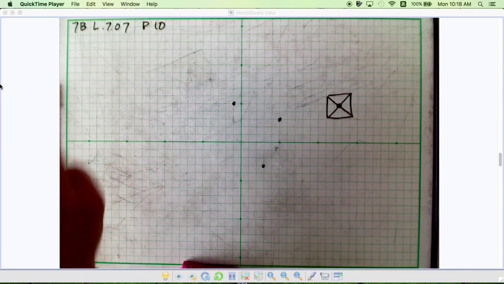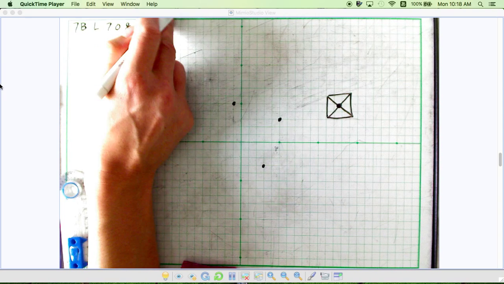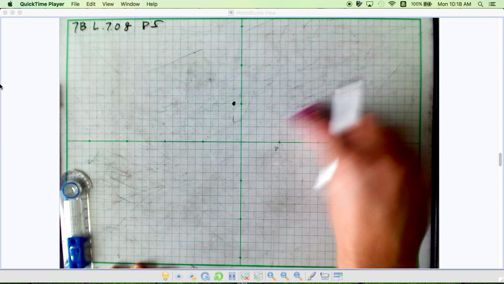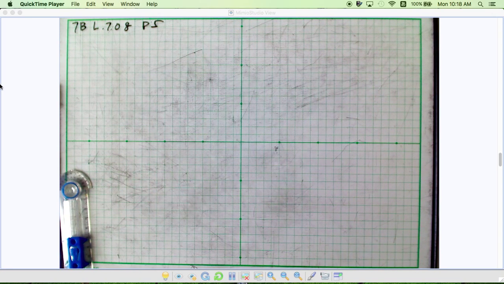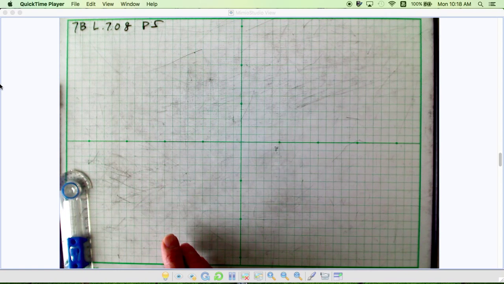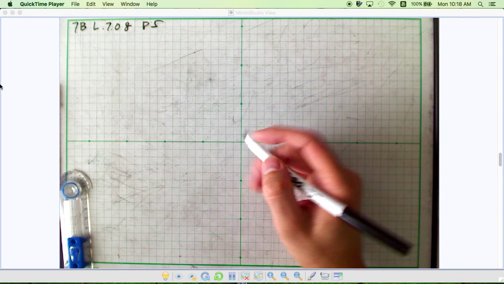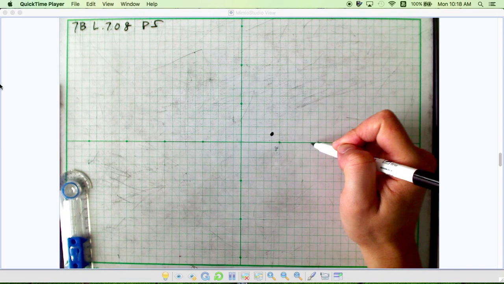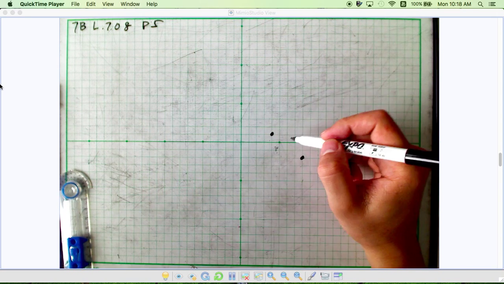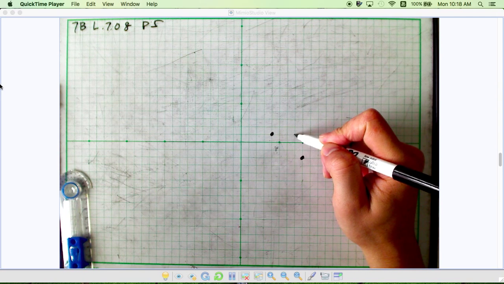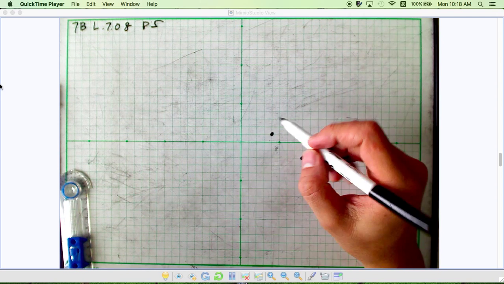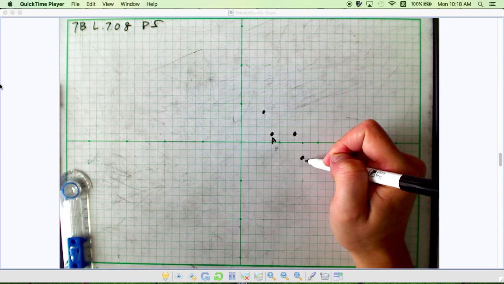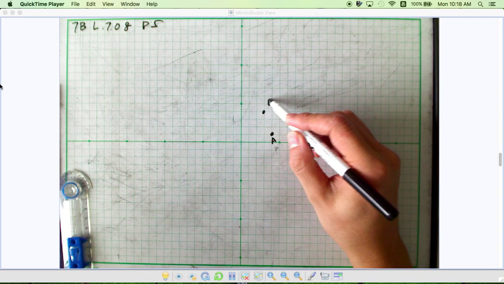Okay, moving on to 7.8, problem number 5. That is on page 3 in that packet. It says suppose you have points A, B, C, D. So A is (4, 1). B is (8, -2). C is (7, 1). D is (3, 4). This is A, B, C, D.